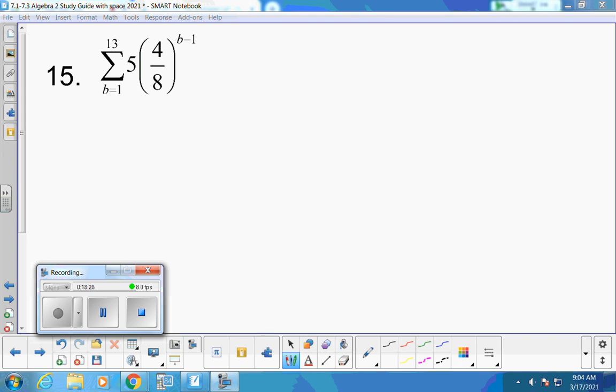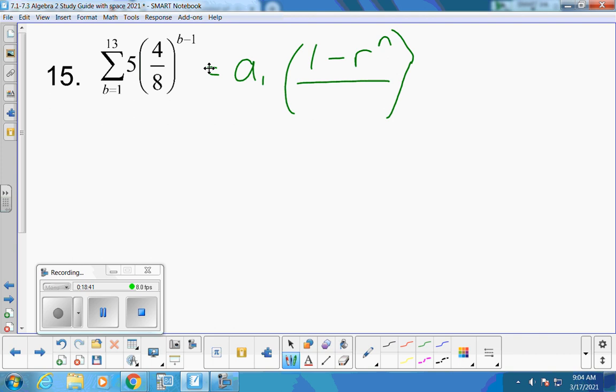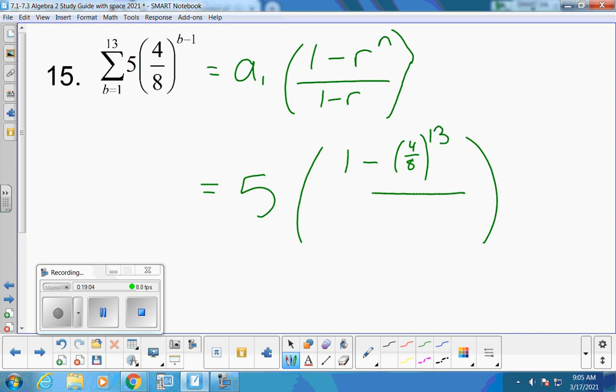So what shortcut? Shortcut number 5 again. It's still geometric. It's just not infinite anymore. So here's the shortcut. A1, 1 minus R to the N, over 1 minus R. So our first term we can get by putting a 1 in for B, so it just ends up being 5 again. It was 5 last time. Then we're doing 1 minus R. The constant multiplier is 4/8. I don't know why it's 4/8. I should have just made that a 1/2. How many terms are in the sequence? 13, very good. And then 1 minus 4/8, or 1/2 again.